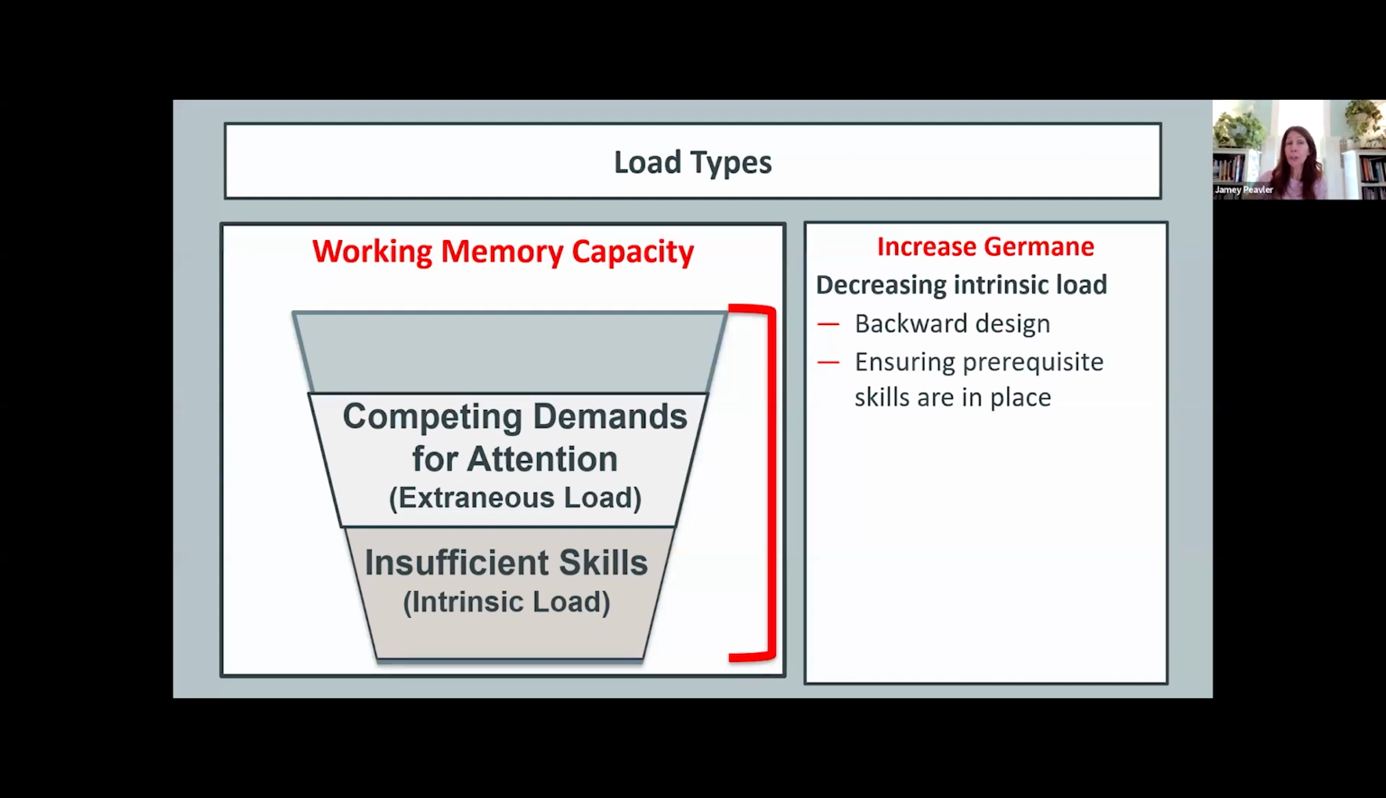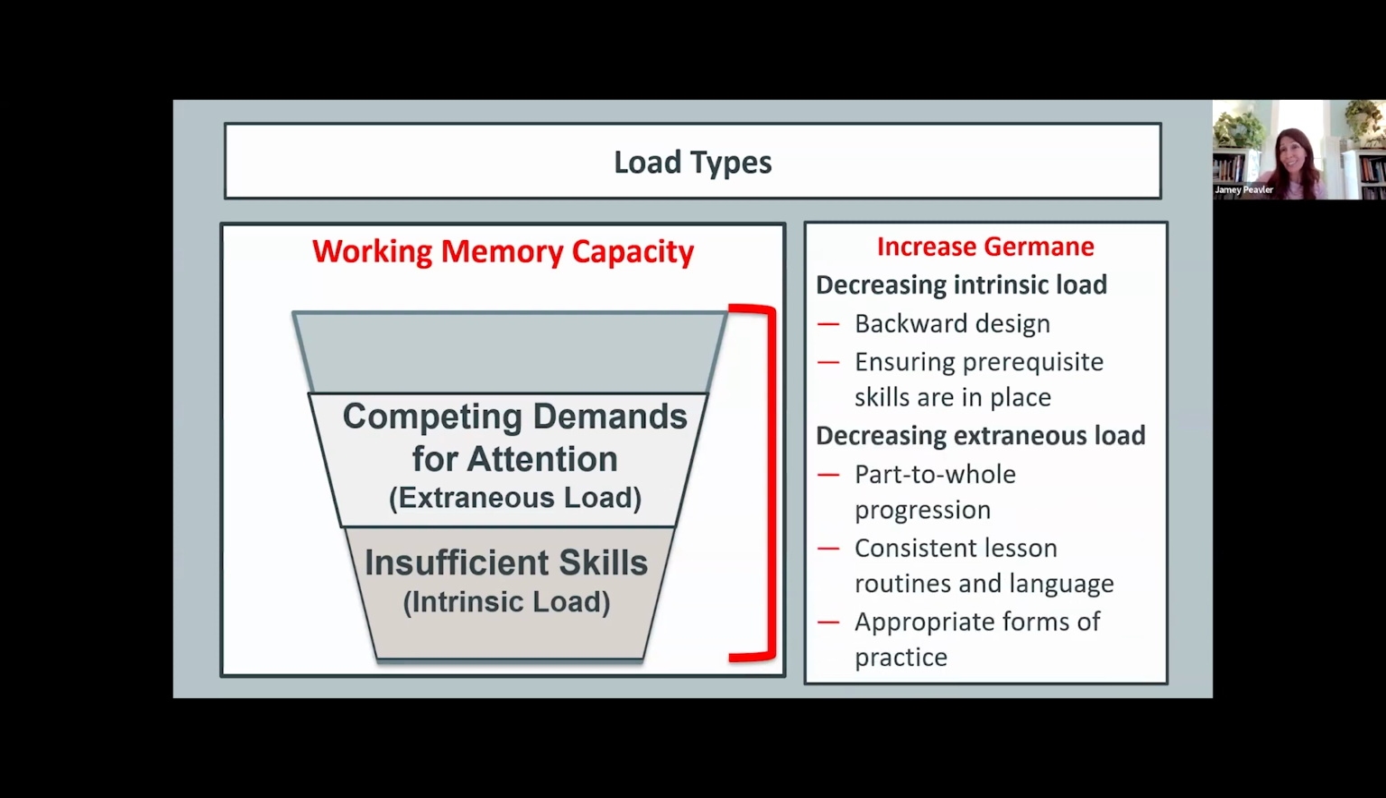We also want to reduce extraneous load. So think extraneous is extra. It's the extra demands we put on the learner that can shift their attention away from the content and the learning process. And so the way that we reduce extraneous load is really with lesson design. So we want to make sure that we follow a really well-structured part to whole design. So our lesson content should really be working towards priming students for the next step.